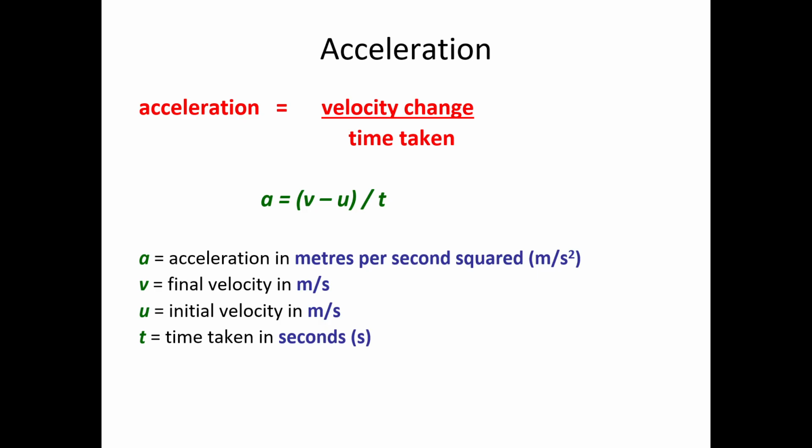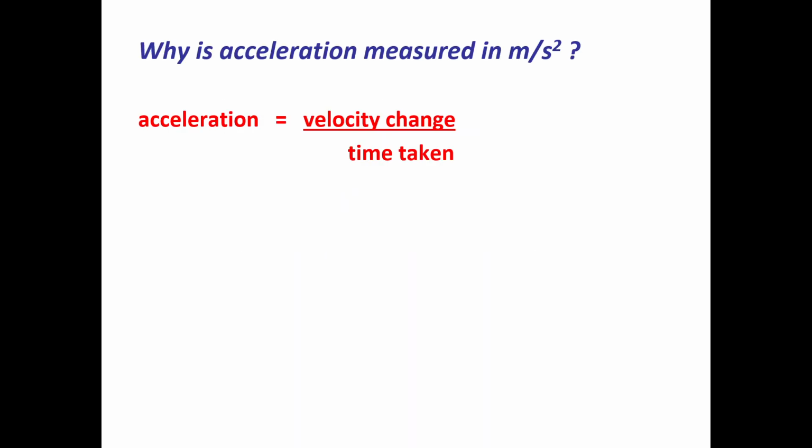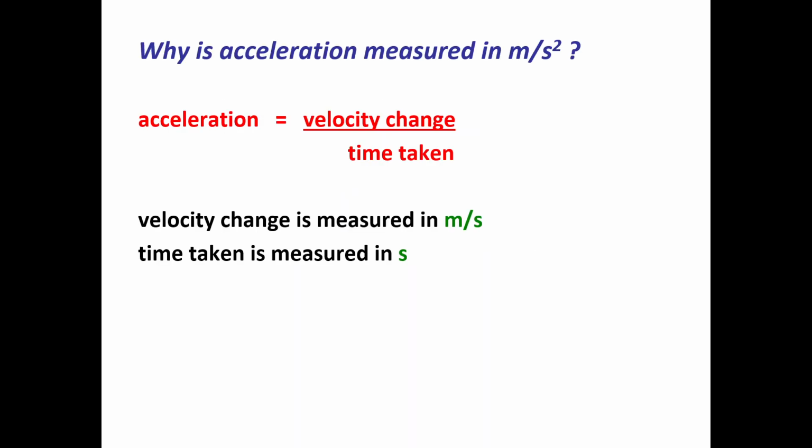So quite a complicated equation, really. Most equations in physics are sort of x equals y times z. This is a bit more complicated, a bit more difficult to rearrange. So there's a little bit more here on why it's meters per second squared, okay?